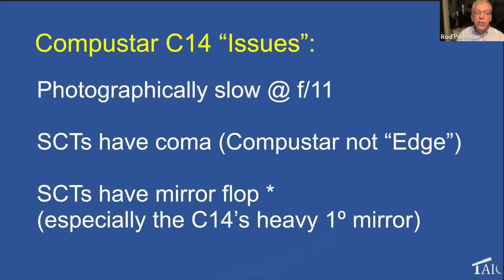Schmidt-Cassegrain telescopes are also notorious for having mirror flop. They focus by moving the primary mirror back and forth on the central baffle, and there's a little bit of a gap there so that it can move. So when you move the telescope in one direction or another or focus it, that mirror can flop. And this is especially a problem for the C14, which has a very heavy primary mirror. So even when you're tracking from something rising in the east up towards the meridian, that mirror will flop and will throw your focus out of kilter and the collimation as well.